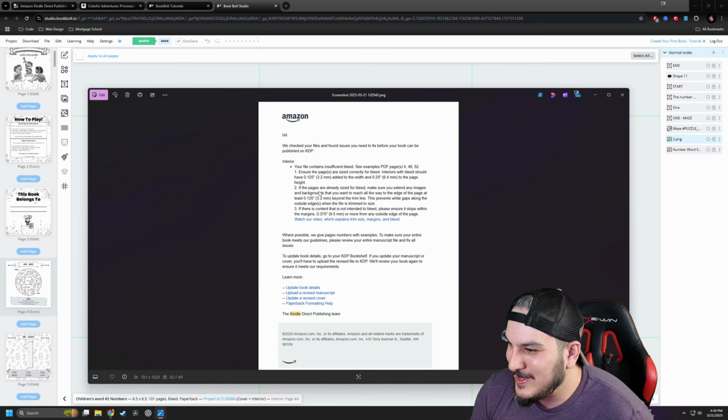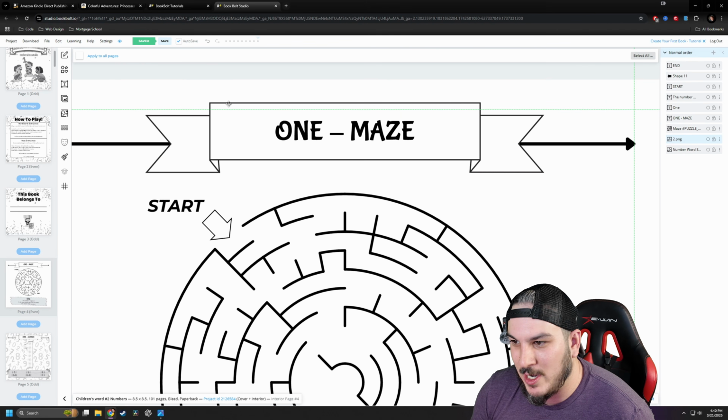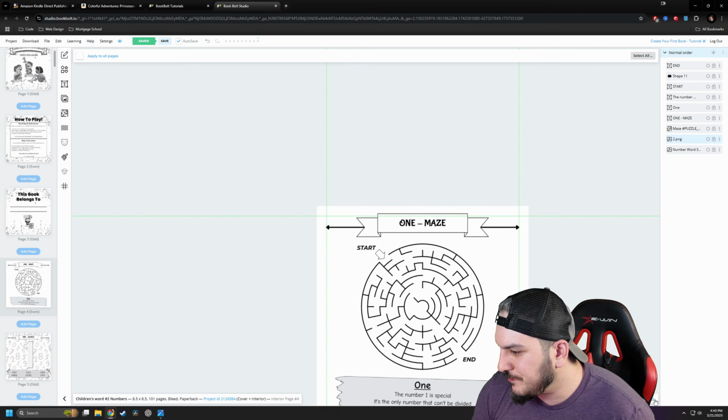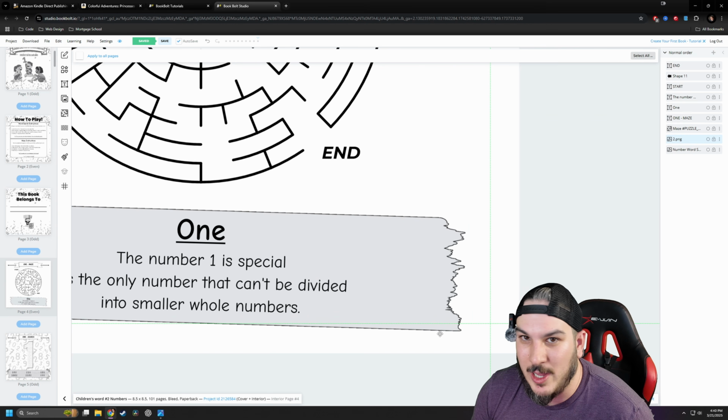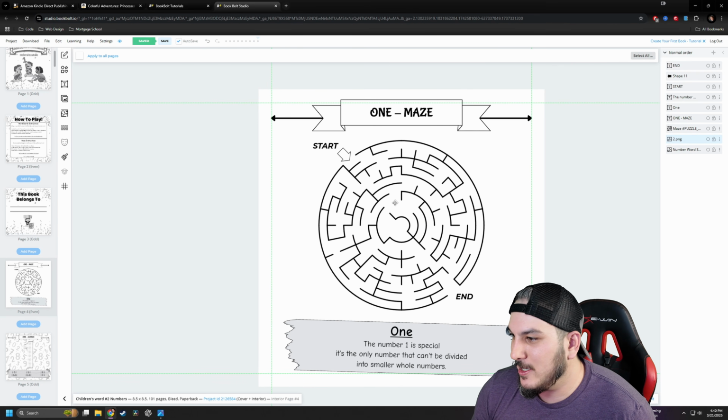So in here, it says, if the content is not intended for bleed, please ensure it stops within the margins. So, as you can see here, it's above the margins, right here. On the top here, it's right above those margins, and the bottom here, it's below that margin. So, with that, it got sent back.